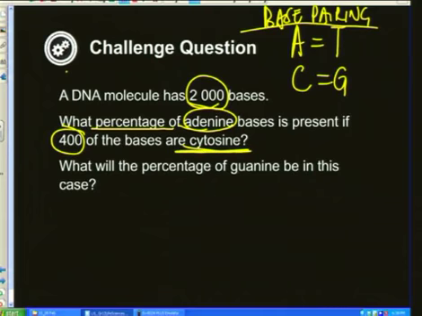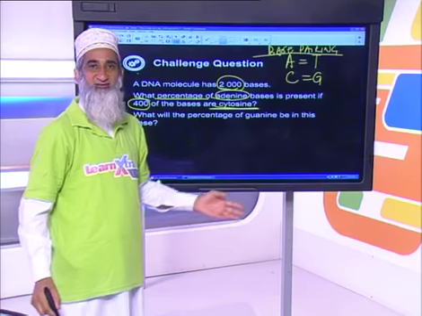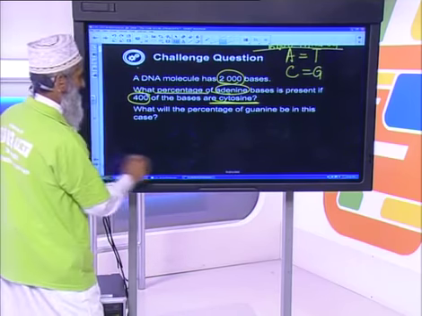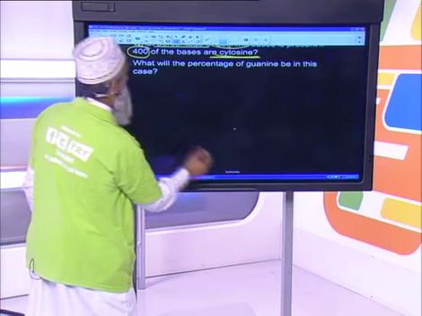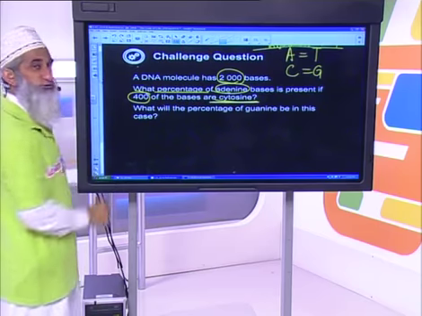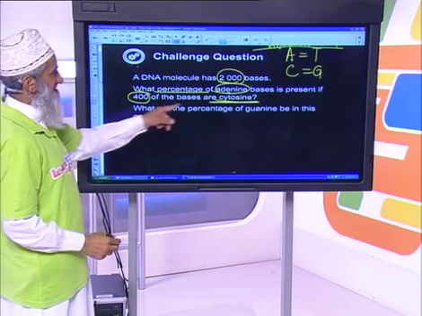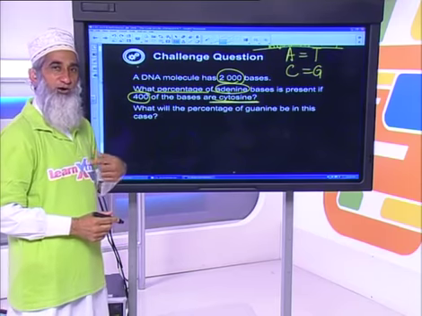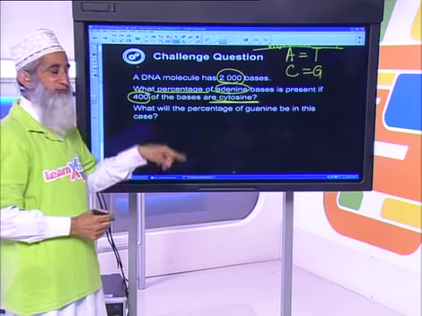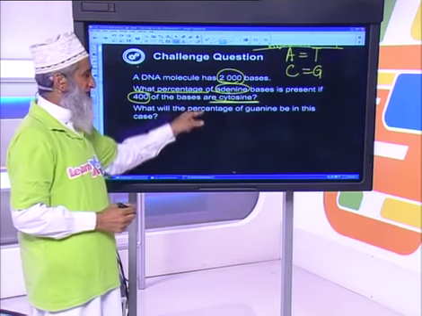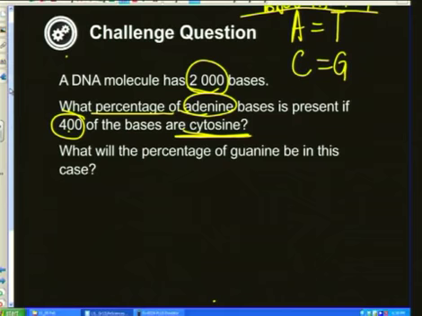Adenine, cytosine, but they don't combine. Damn, these guys are making our life difficult, eh? Why are they making our life difficult? That's what you're thinking right now, but it's so simple. First of all, if 400 bases are cytosine, we need to work out what, because we're going to work in percentage, not in number. So we need to know what percentage is 400 of 2,000.